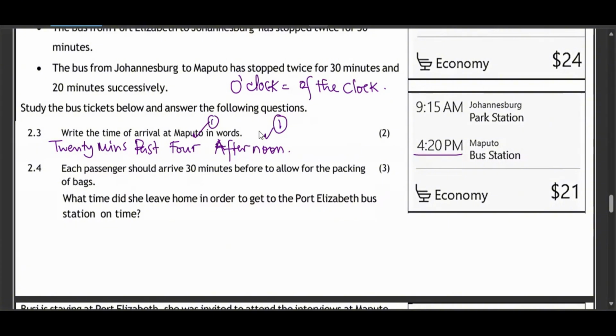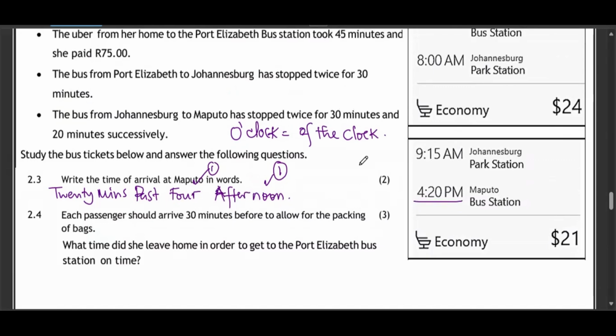Okay. Each passenger should arrive 30 minutes before to allow for the packaging of bags and actually clearing, checking out, where are you going? Do you have the right ticket? Are you there on time? 30 minutes. So what time did she leave home in order to get to the bus station on time? Now we are here. Yes, look here. What time did she leave home in order to get to Port Elizabeth bus station on time?